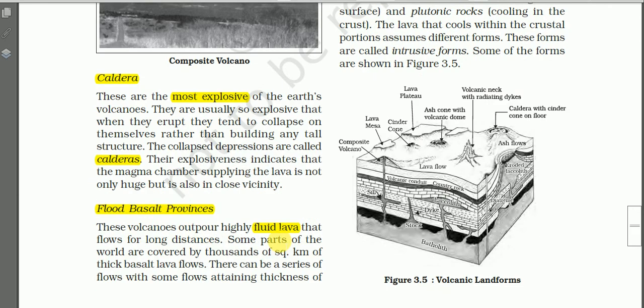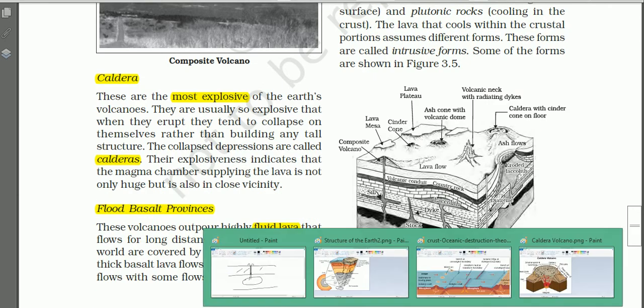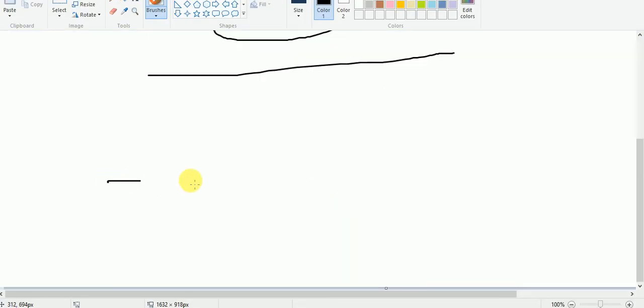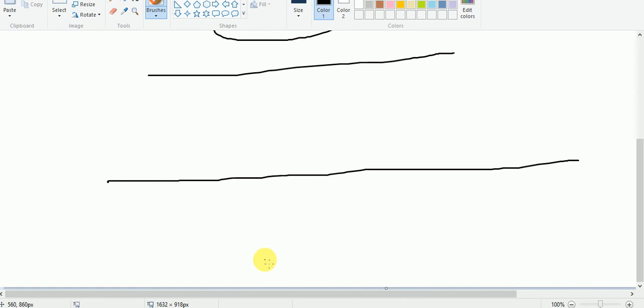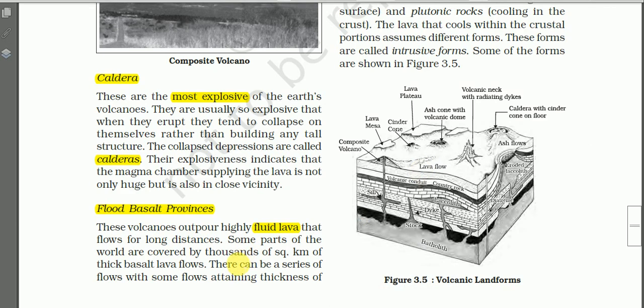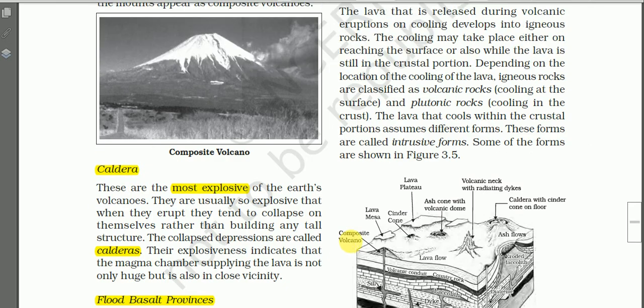Actually, in the case of flood basalt province, there is no eruption. Simply see here, this is a surface, and lava is simply oozing out through the cracks. These are the different cracks in the crust, and lava is oozing out and spreading, flowing long distances, not ejecting. That is flood basalt province.